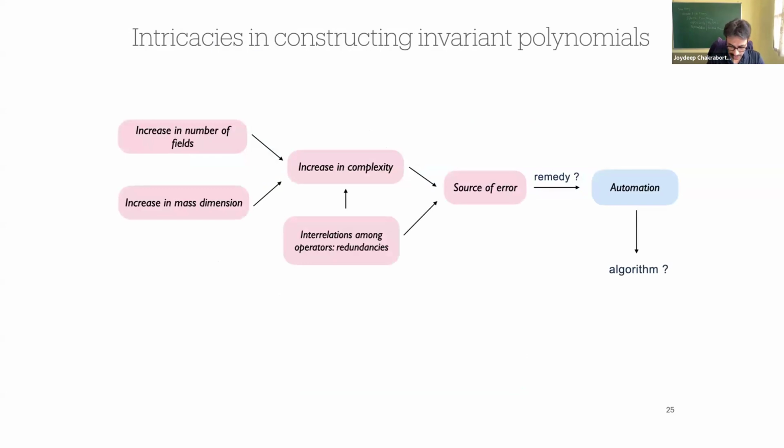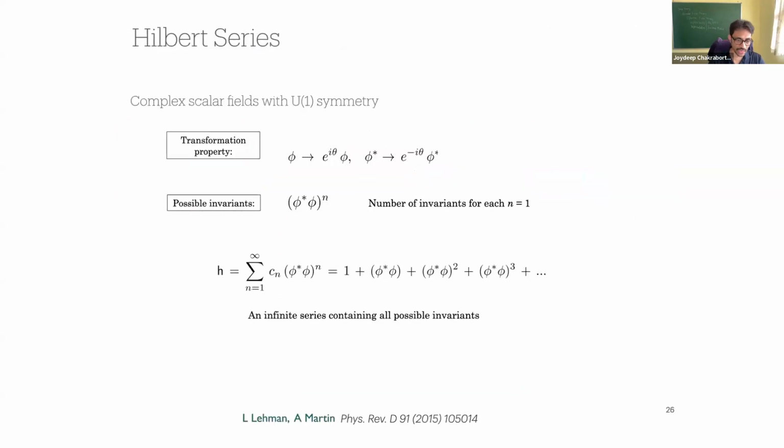So this is the chart that I was talking about: once you increase the number of dimensions, if you allow the mass dimension of the operator to be more and more, things become more and more complicated, and that is the reason we need an algorithm. Let's try to understand the algorithm.